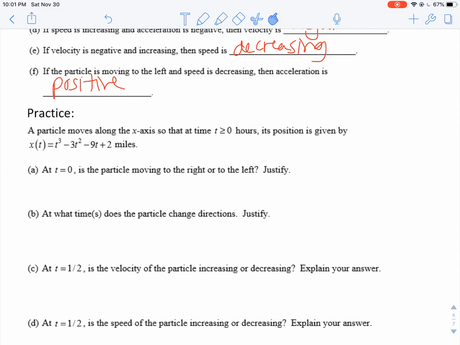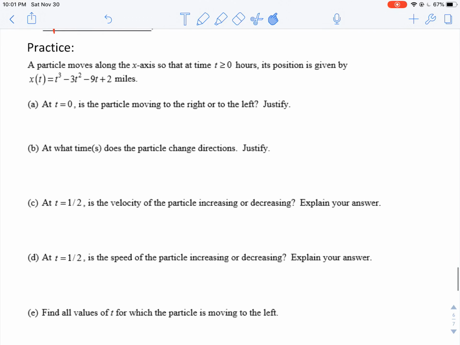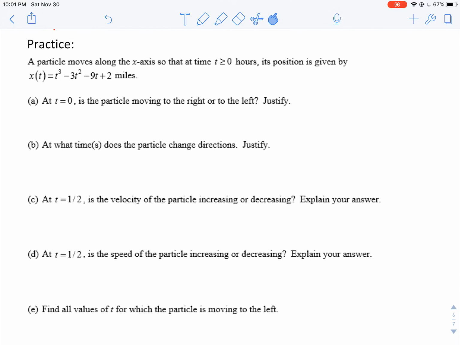All right, last question, practice. So putting everything together, a particle moves along the x-axis so that at time t greater than 0 hours, its position is given by the position function right there. At t equals 0, is the particle moving to the left or the right? So before I start this, I'm just going to find my velocity, which is my first derivative.